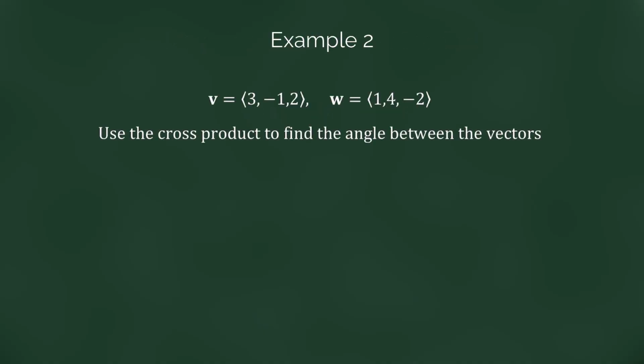All right, we know that the magnitude of the cross product is going to equal the magnitude of v times the magnitude of w times the sine of theta, which gives us, by rearranging, that the sine of theta is going to be the magnitude of v cross w divided by the magnitude of v times the magnitude of w. So we have a few things to figure out here. First of all, let's find the cross product.